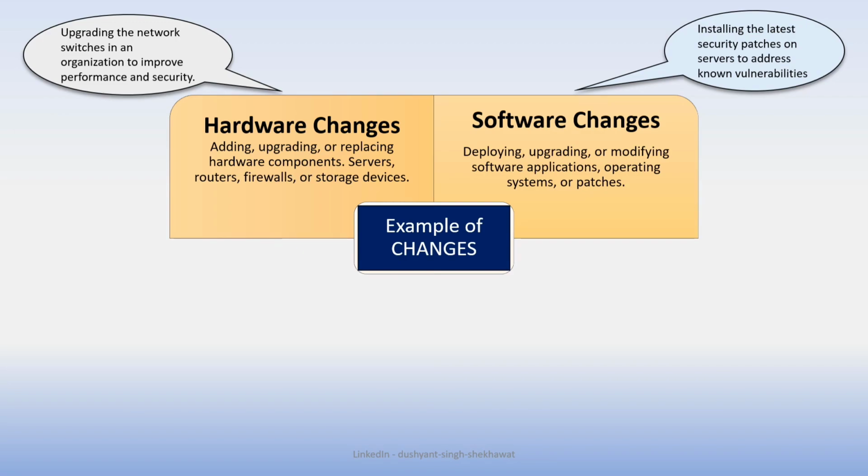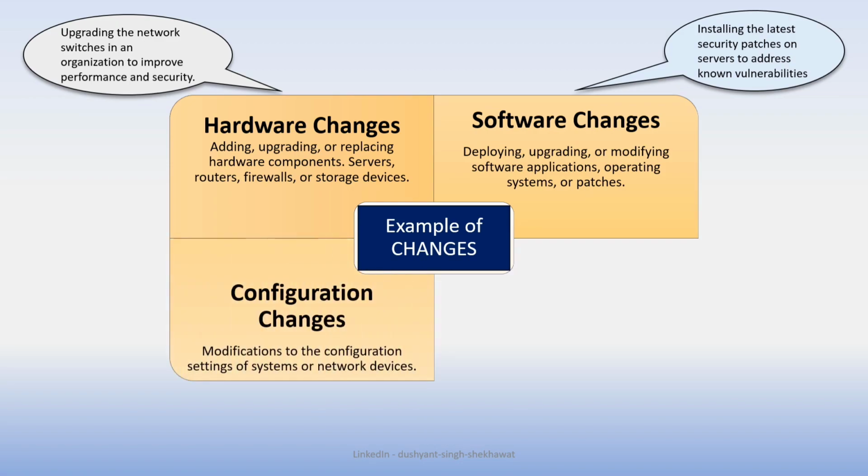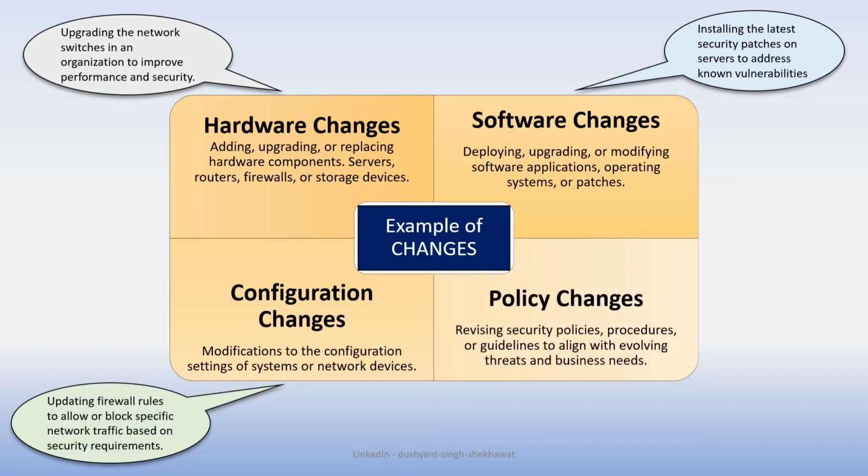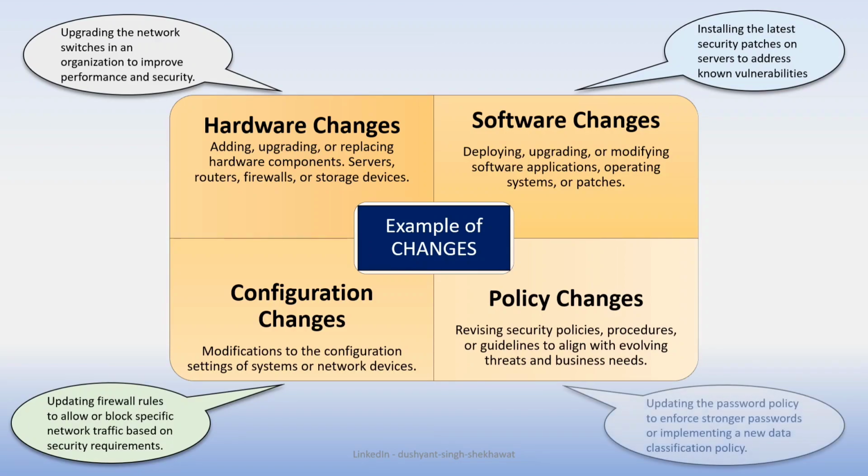That is software change. Configuration changes, which includes modification to the configuration settings of systems or network devices, like updating firewall rules to allow or block specific network traffic based on security requirements. And policy changes, which includes revising security policies, procedures, or guidelines to align with evolving threats and business needs. Like every year we update our policies, so that is part of policy changes.